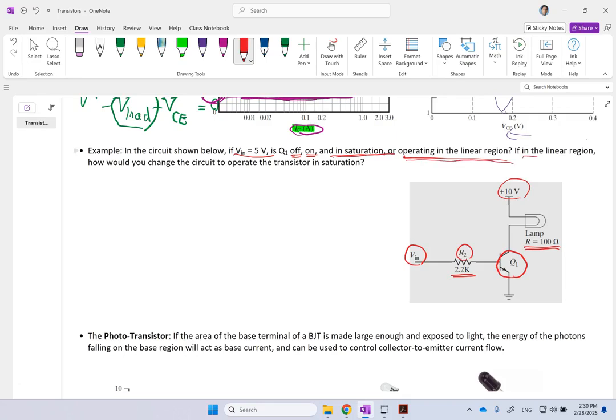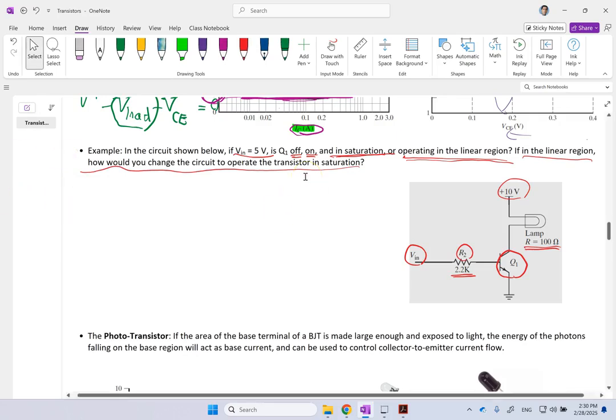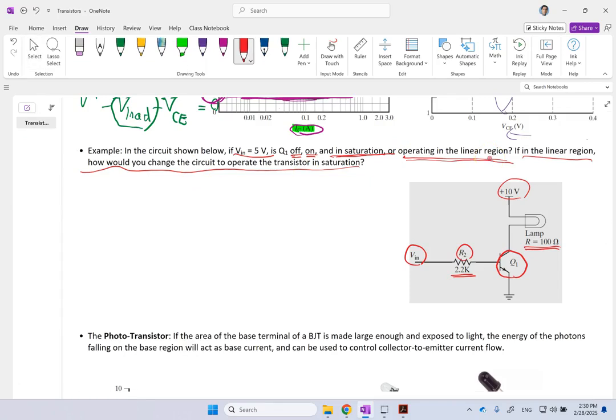And if it is in the linear region, how would you change this circuit so it works in the saturation mode for switching? Okay, so here we have to figure out beta, and based on the range of beta, we can judge whether it's working in the linear region or the saturation region. But first of all, is this on or off? So the first thing we can calculate is the I that goes through the base, this I here.